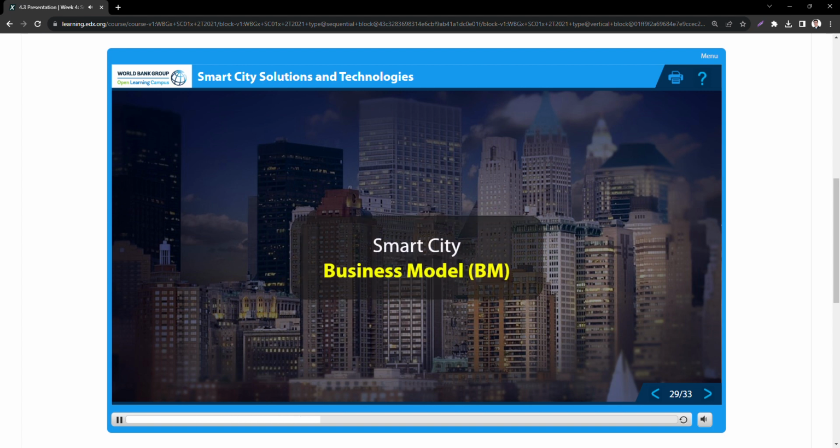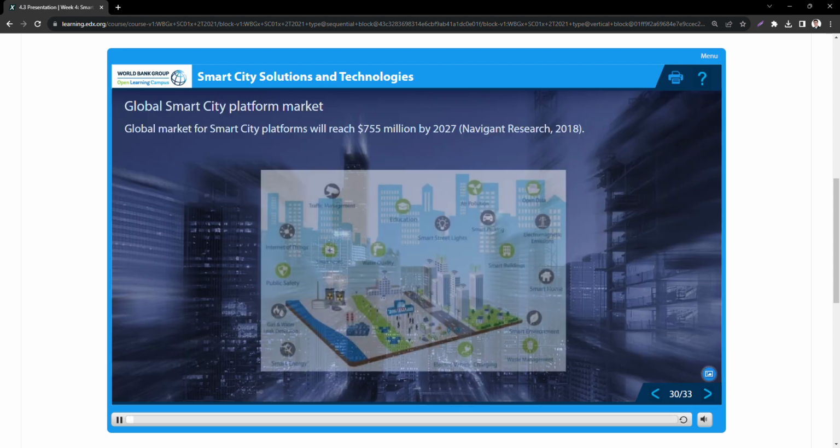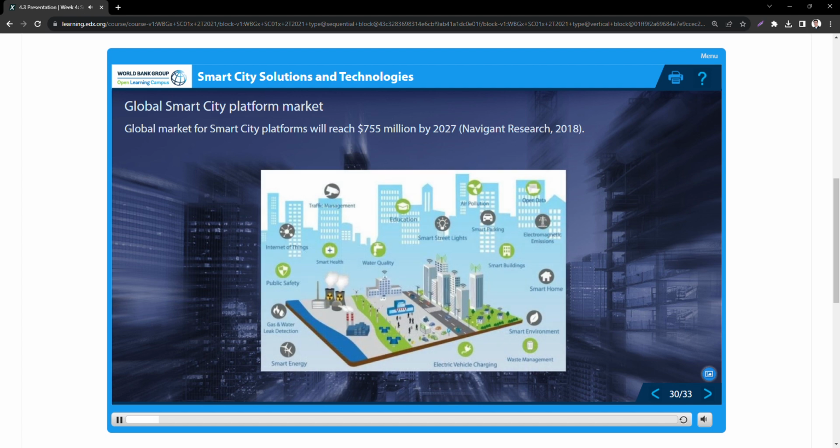In the 4th chapter, we will explore the smart city business models. A report predicts that the global market for smart city platforms will reach $755 million by 2027. Driven by Internet of Things, IoT, deployments, as well as other smart technologies, smart city platforms provide the integrated capability to coordinate data, applications, and services at one or several levels across operational domains of multiple stakeholders.